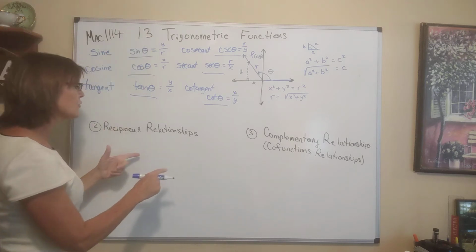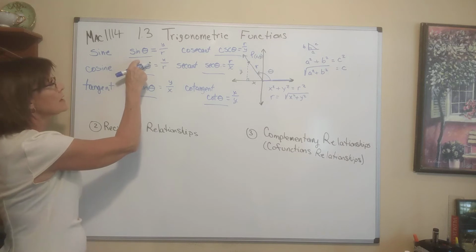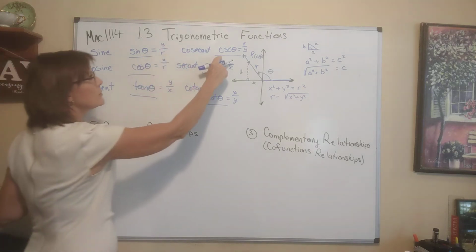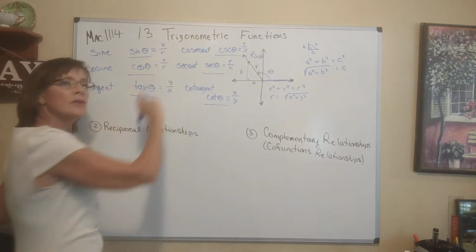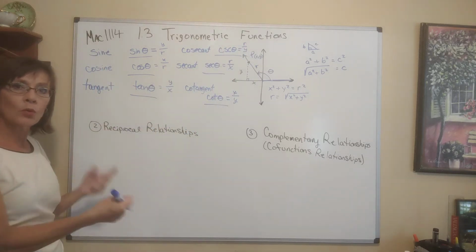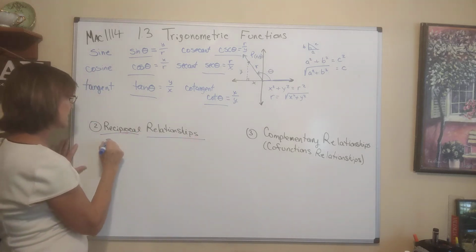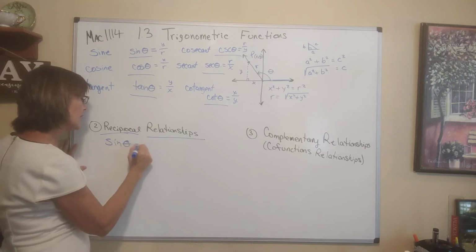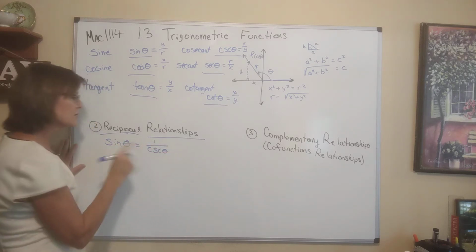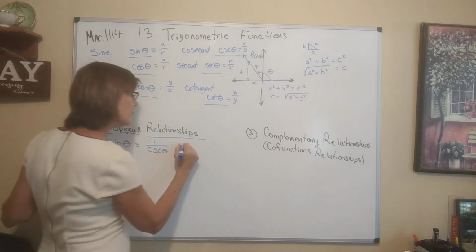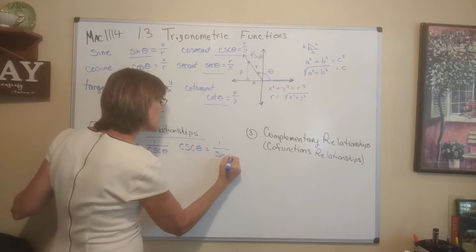So reciprocal relationships, you can kind of see some, right? The sine of theta is y over r, and the cosecant is r over y. Those are flip-flopped. So here is a relationship we can write. Reciprocal relationships are these. We could say that the sine of theta is equal to 1 over the cosecant of theta. Those are reciprocals of each other.